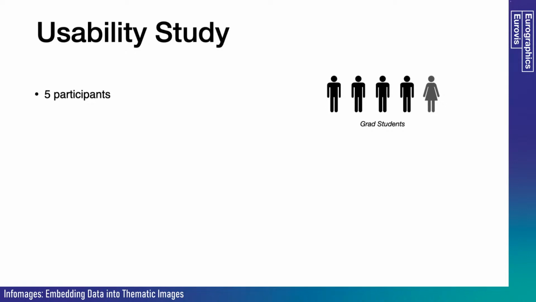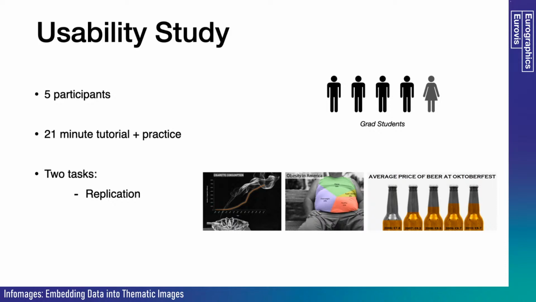For the study, we recruited 5 participants, 4 males and 1 female who were all grad students. They were first given a tutorial and allowed to practice interacting with our tool. On average, this took them 21 minutes. Next, they had to perform 2 main tasks for the study. The first was a replication task, where they had to replicate in 1 overlay chart and 2 fill charts, a single object and a multiple object fill chart. The second task was a creation task. They were given multiple datasets and they could select any dataset they liked and create an Infomage of their choice.